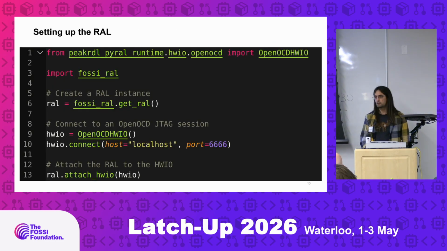Well, this is pretty easy to set up now. So now we have a register abstraction layer. We import it, so import fossi.ral on line 3. We create an instance of it using this little getRal helper function. And then let's just say hypothetically we're in a lab environment, we want to connect it to a JTAG device. So we connect it to a JTAG via OpenOCD. So maybe there's some debug server running and that binds to localhost in that port. And then we attach it, we bind it to the RAL. So now we're basically just telling the RAL, hey, if you need to do a read or write, this is how you get to that.